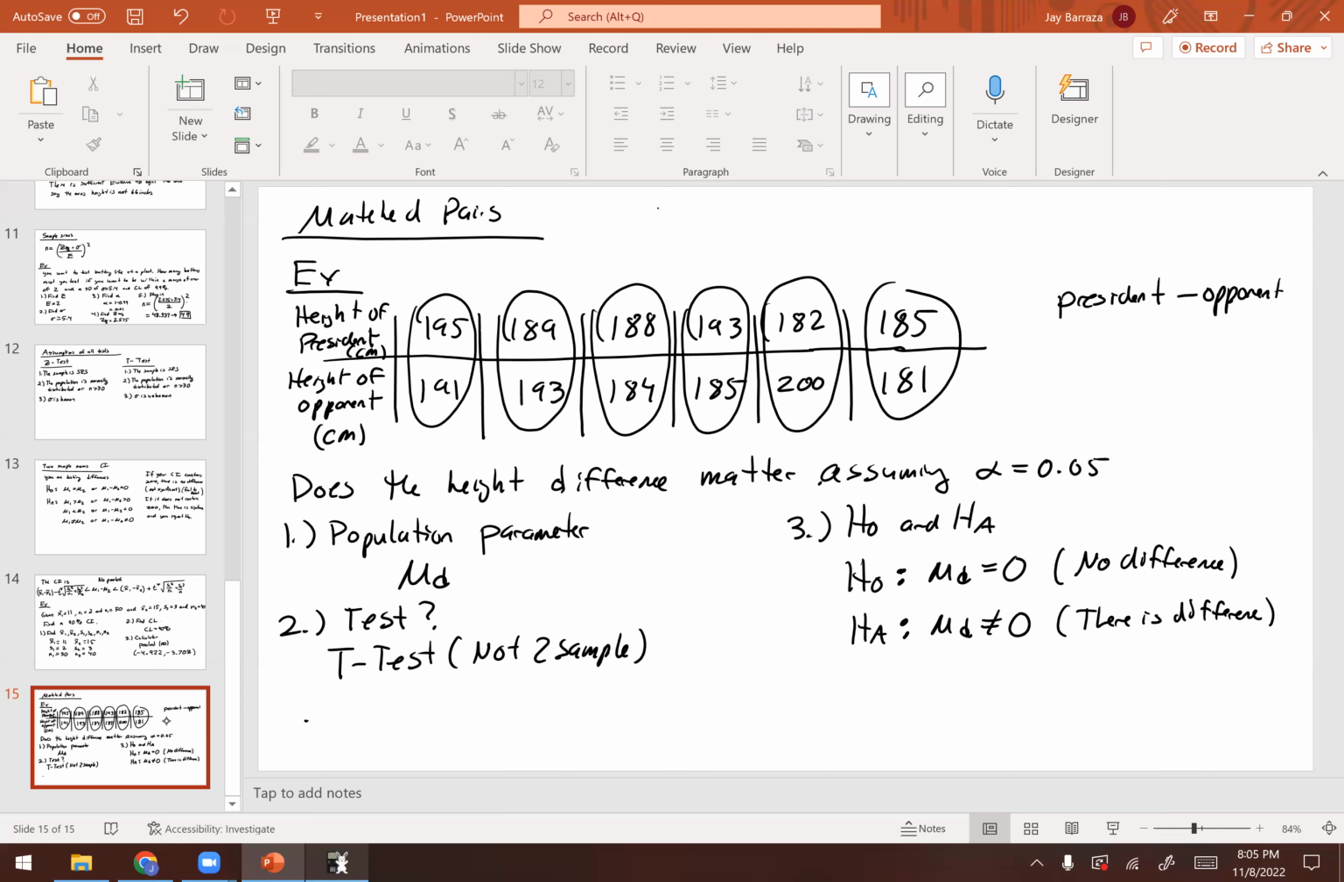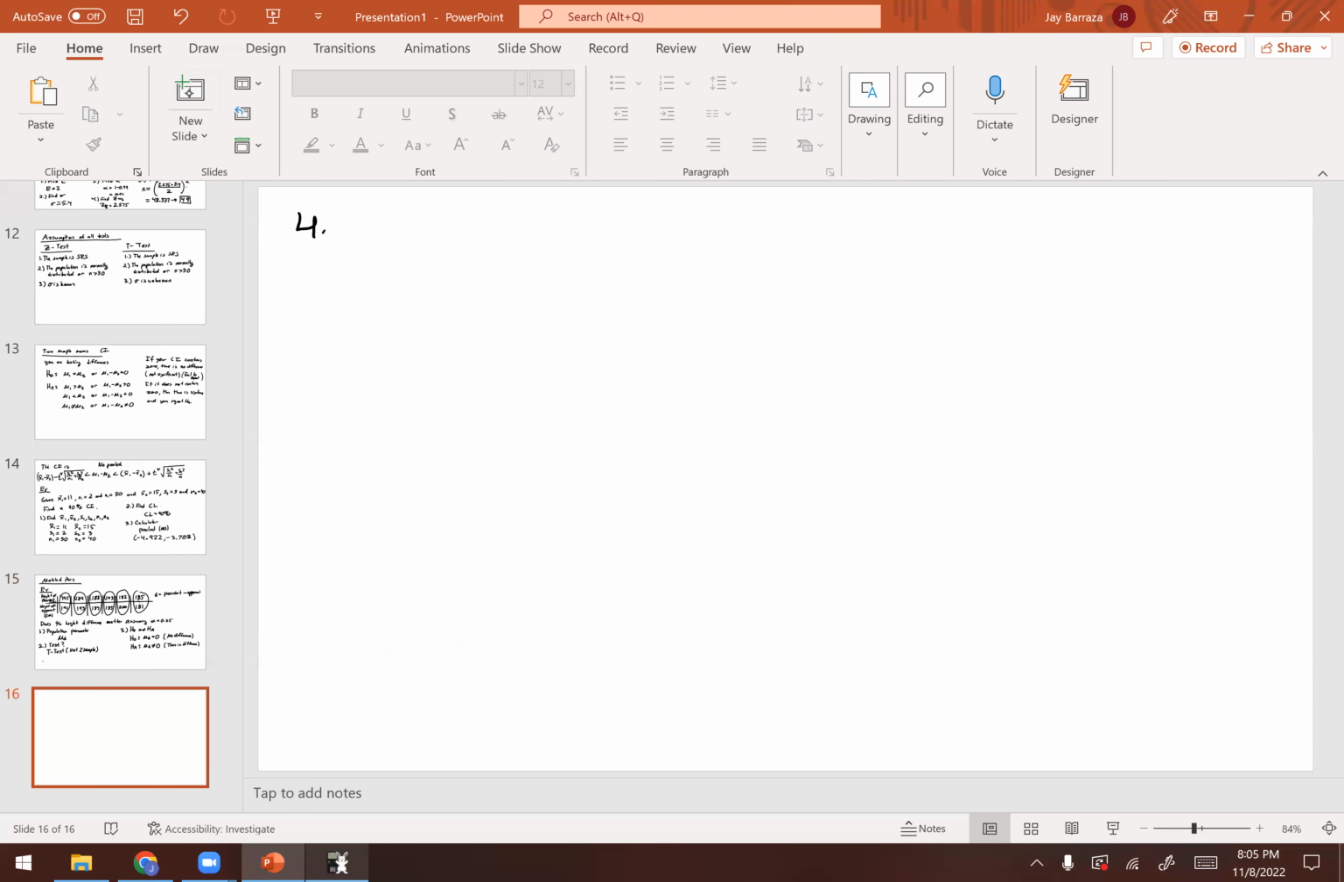So that's how we're going to calculate D. It's going to be president minus opponent. Now, for this type of problem, step 4, you actually have to compute D bar and SD. Okay, so this is something where you do have to compute it.